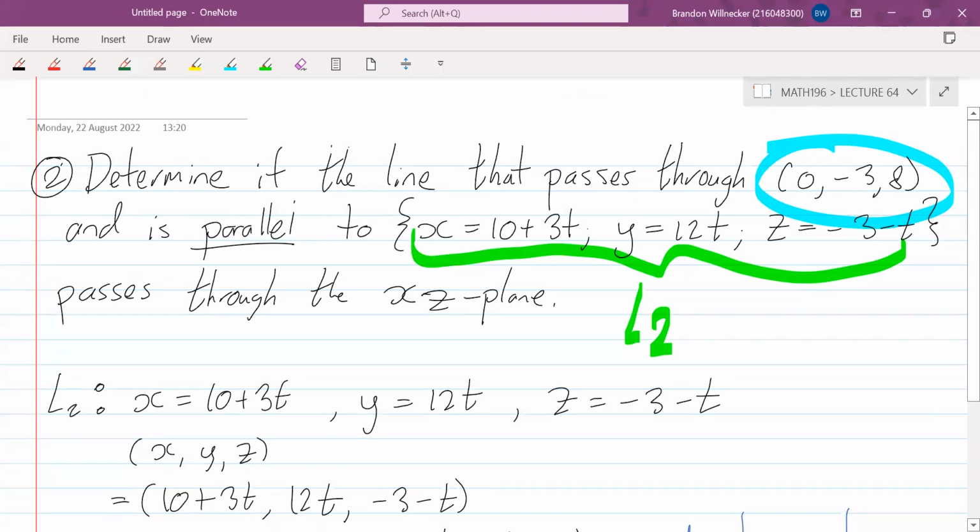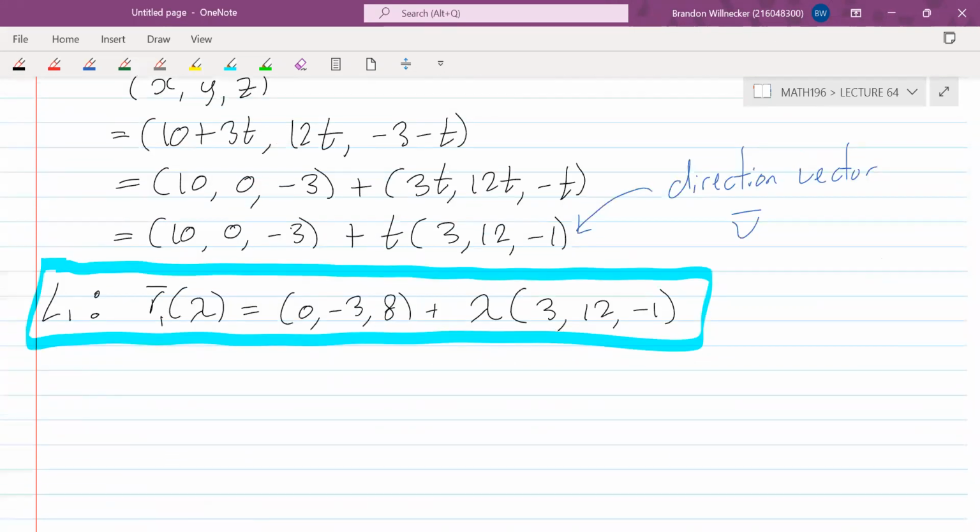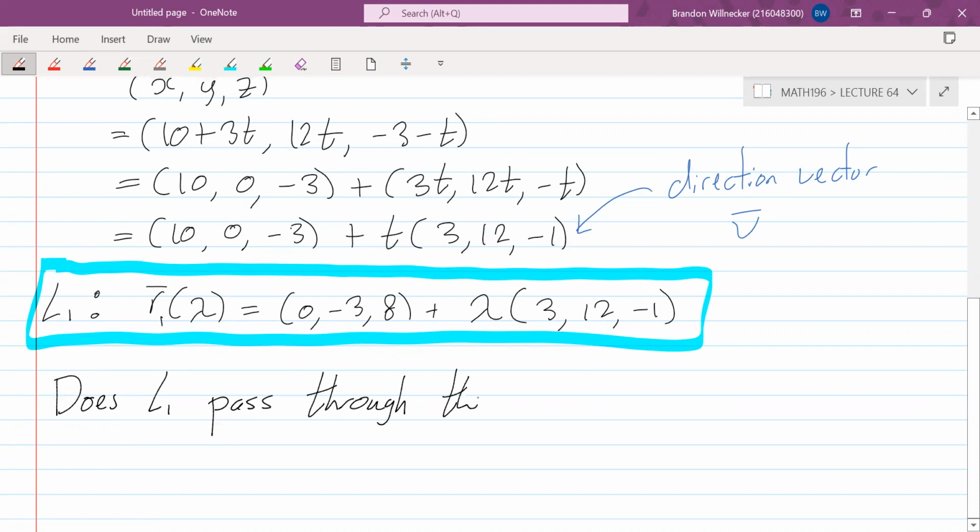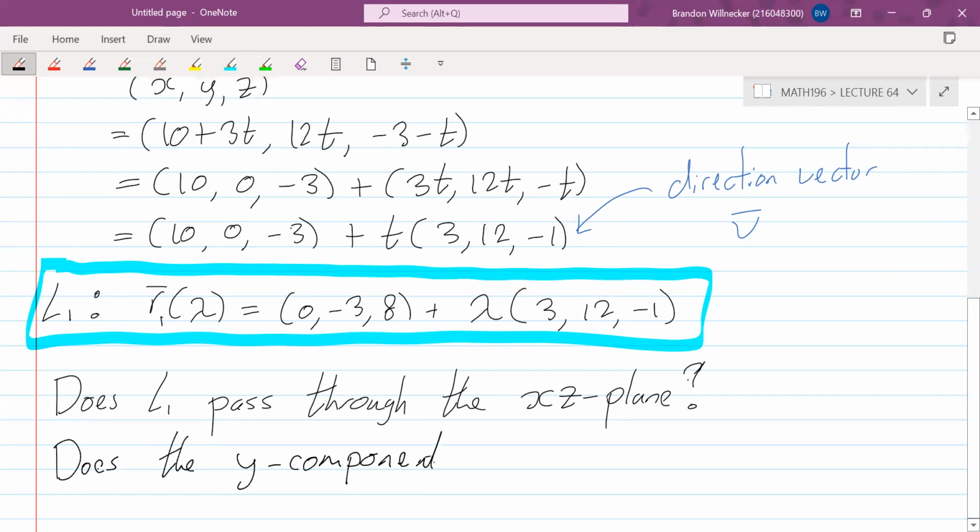So now we can answer the question, does L1 pass through the XZ plane? Okay, now that's the same thing as asking, is the Y component ever 0? Because if you're going through the XZ plane, it means Y is 0. So does the Y component ever become 0?